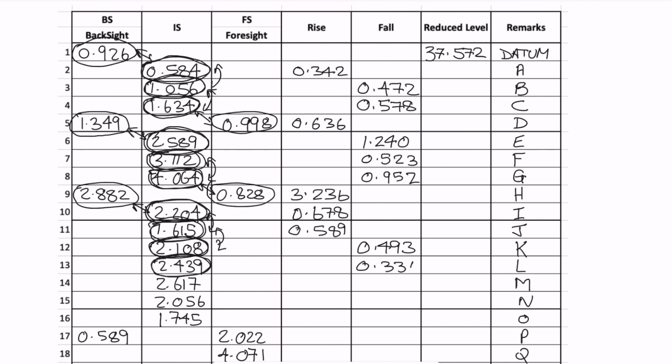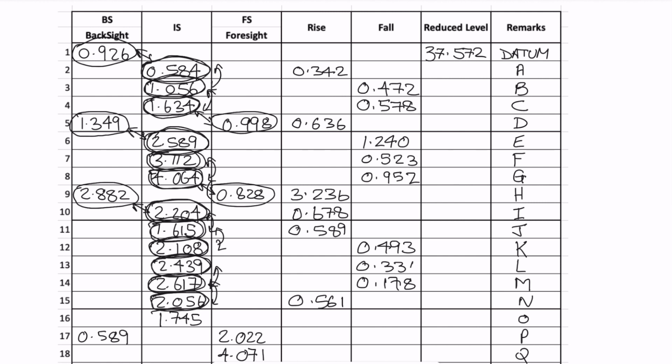Next two readings, work out the difference. Second reading is larger than the preceding reading. That represents a fall. Next two readings, work out the difference. Second one is smaller than the preceding reading, so that represents a rise.